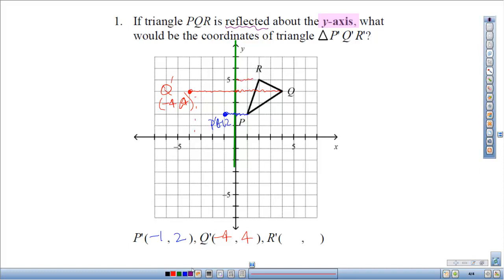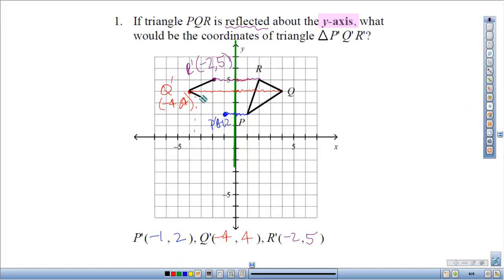And finally, point R is over what? 1, 2, so I'm going to go over 1, 2. There's the spot. So R prime is at what? -2, up 5. -2, up 5.